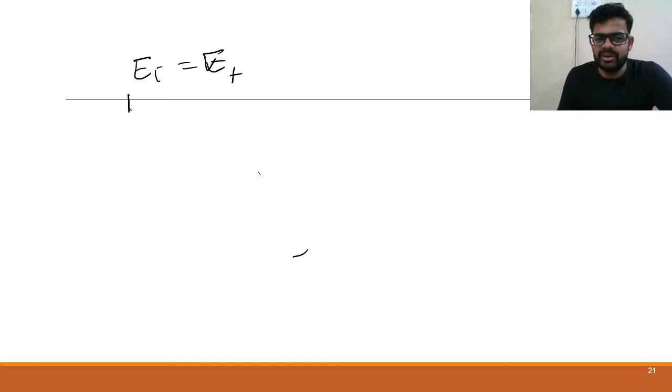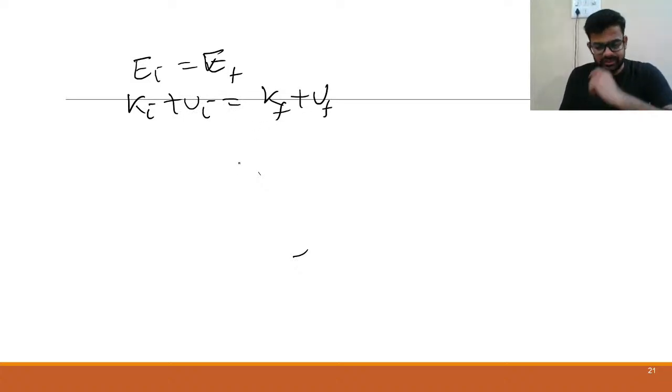Initial energy will be equal to final energy. K initial plus U initial is equal to K final plus U final. Okay, my dear friends, so now what we can do? Directly, let us put the values.